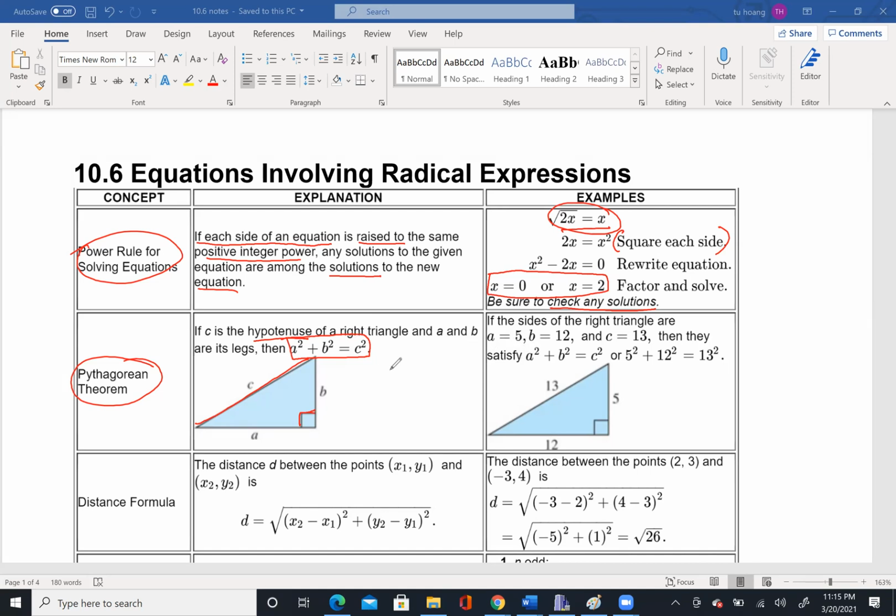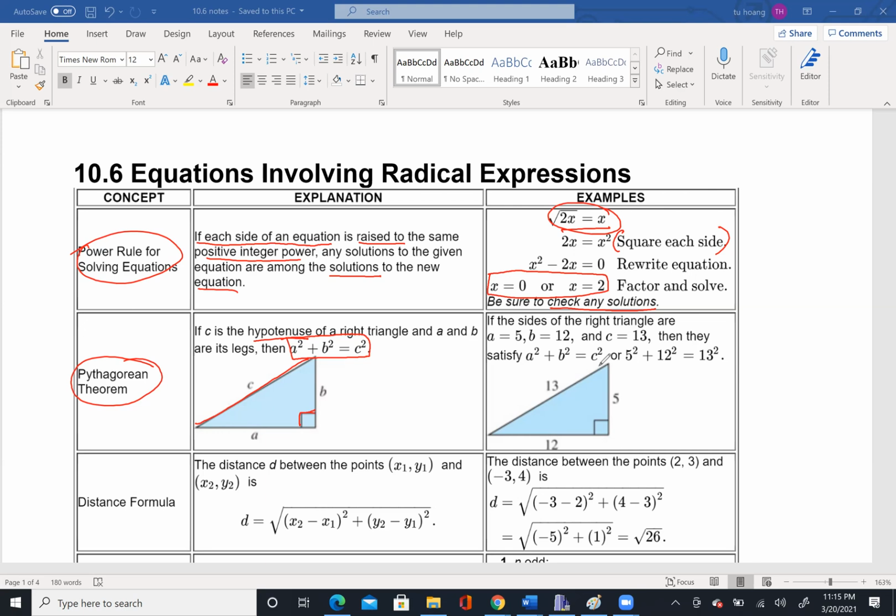And for this one, I can apply it to find some information about a right triangle. If they give us two sides' information, you can just apply the Pythagorean theorem formula to figure it out.